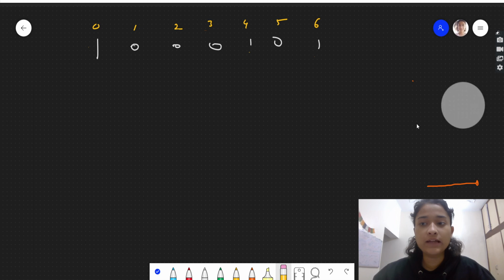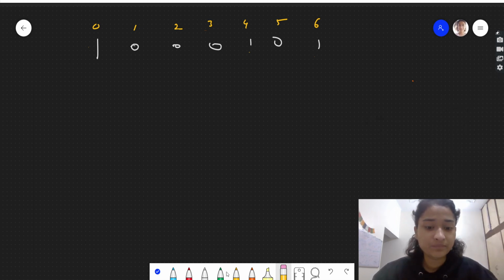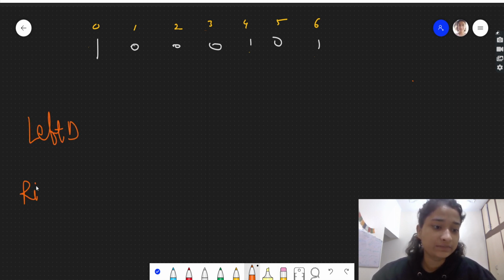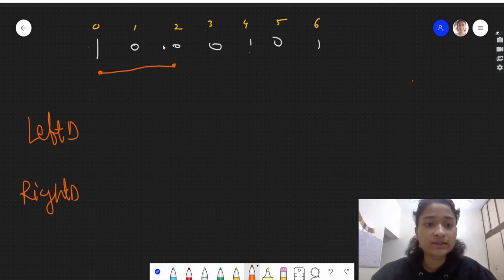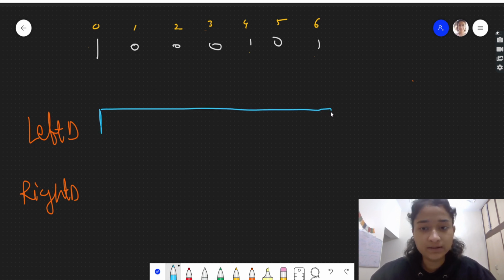So we need to find out the left distance and right distance every time now. So what we will do is, we will have two arrays, a left distance array and a right distance array. See, for each of these empty seats, like for this empty seat, we need to find out what is the distance between this empty seat and the closest person, and what is the distance between this empty seat and the person which is here, like the person which is closest. So what we will do is, we will make an array. We will have an array of the same size.